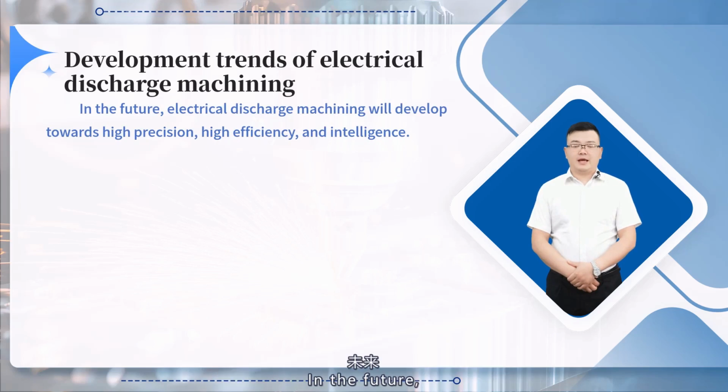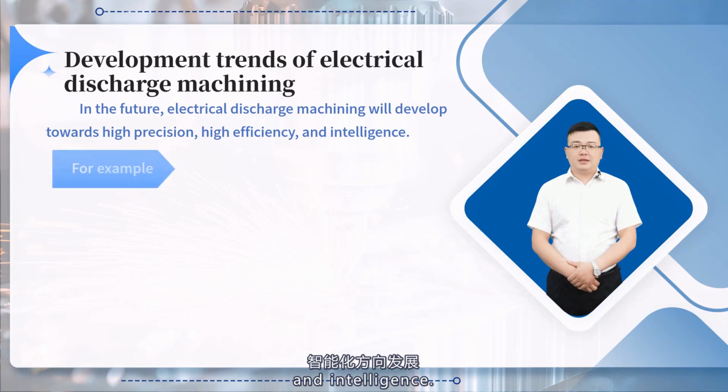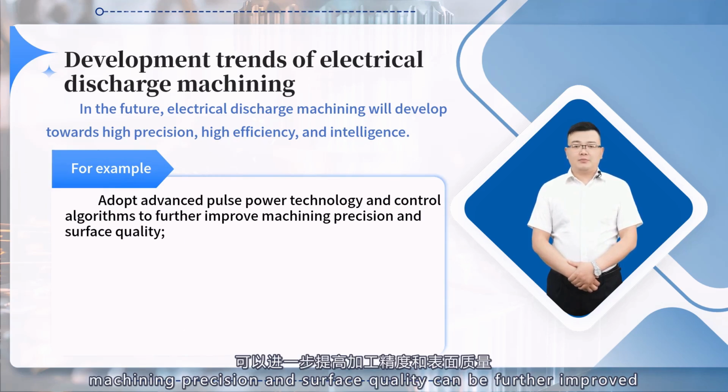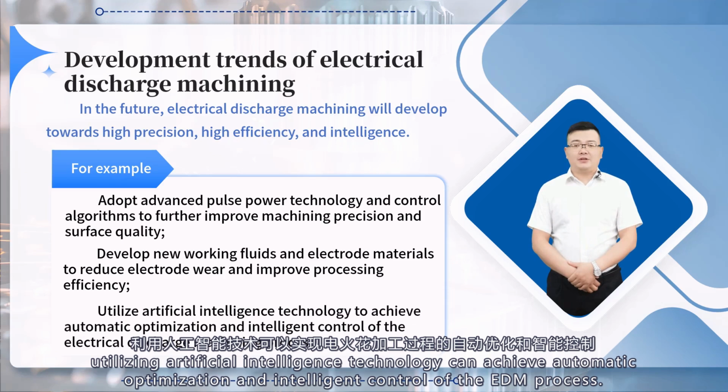In the future, EDM will develop towards high precision, high efficiency, and intelligence. For example, by adopting advanced pulse power technology and control algorithms, machining precision and surface quality can be further improved. Developing new types of working fluids and electrode materials can reduce electrode wear and enhance machining efficiency. Utilizing artificial intelligence technology can achieve automatic optimization and intelligent control of the EDM process.